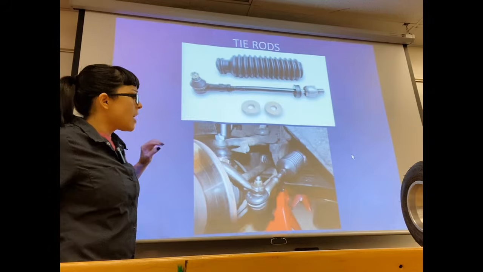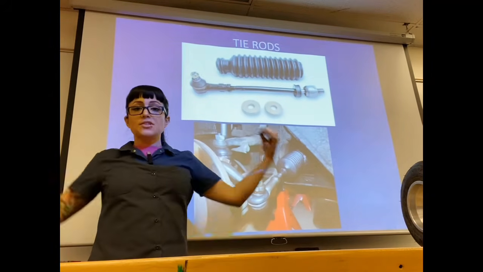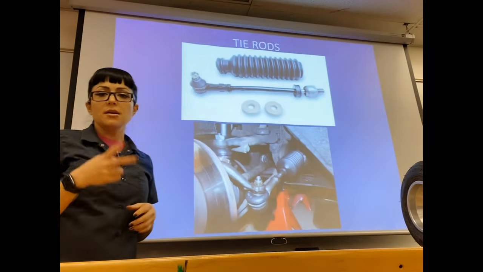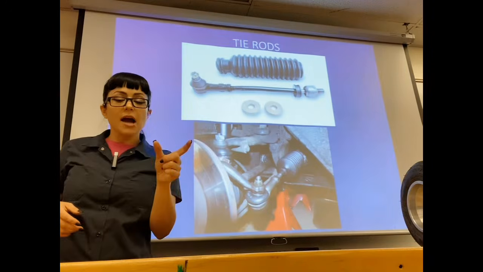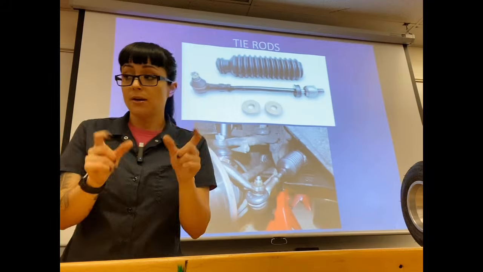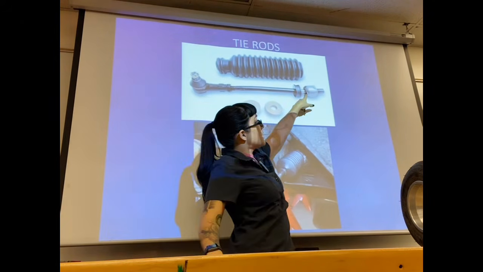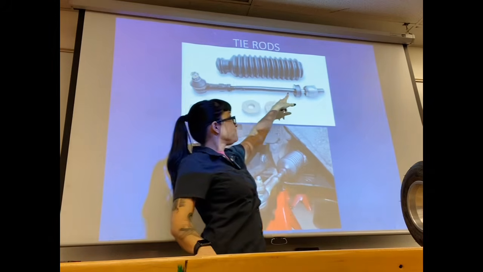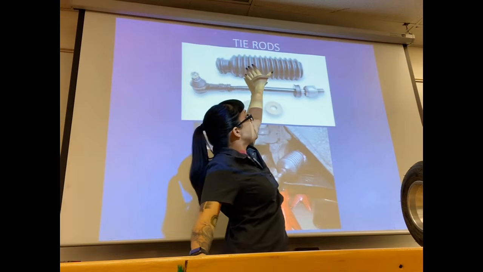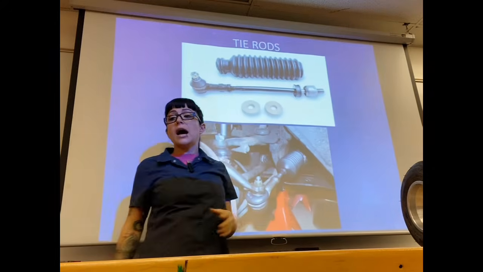Now, as the rack is moving back and forth, on each side, I've got tie rods. And these tie rods are going to be separated into two pieces: the inner tie rod that attaches to the rack and the outer tie rod that attaches to your steering knuckle. So, on top, you can see here, I've got an inner tie rod that attaches to the rack, an outer tie rod that attaches to the steering knuckle, and I've got a big boot. They call that a bellows boot. That's to protect your inner tie rod.